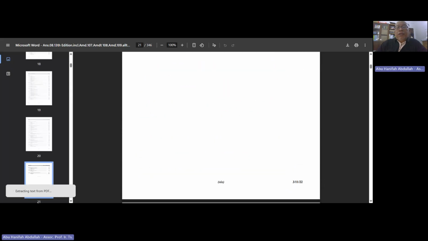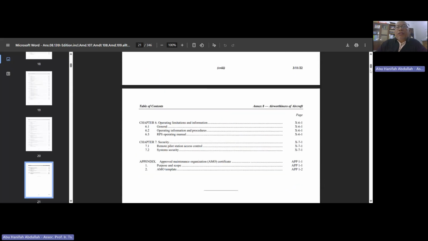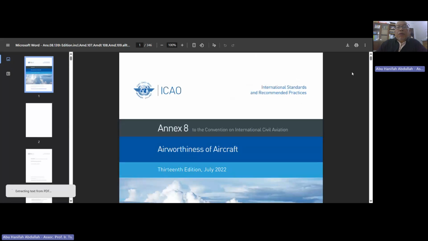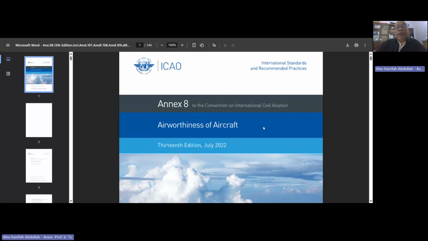So this is the content of this Annex 8. Annex 8 in summary talks about aircraft type certification, aircraft production, aircraft maintenance, and also design airworthiness standards in here. Plus everything should be managed with a safety management system program.